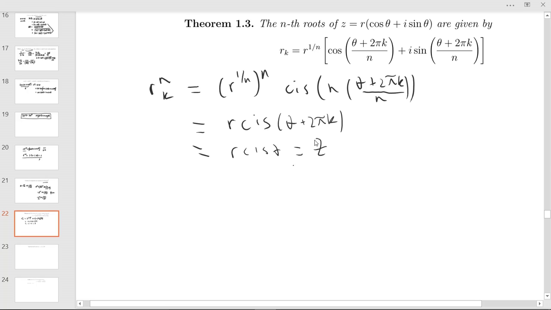Now we have to show that these are the only nth roots, and to show that, we note that these r_k are the only nth roots of z because they are the roots of the polynomial x to the n minus z, and that has at most n distinct roots since it's an n degree polynomial.